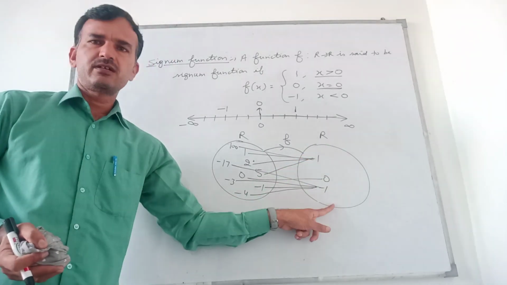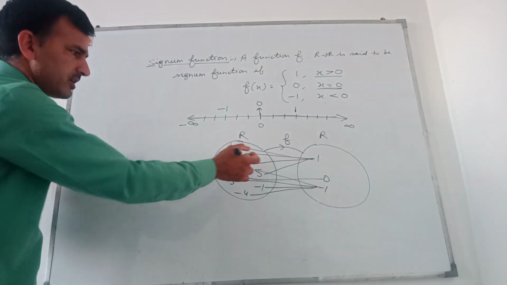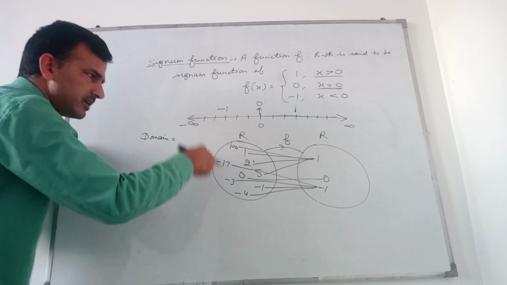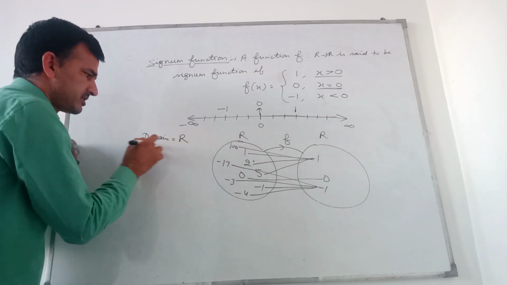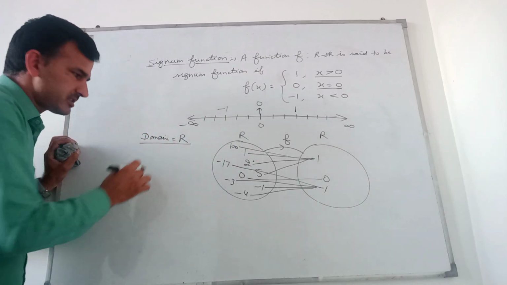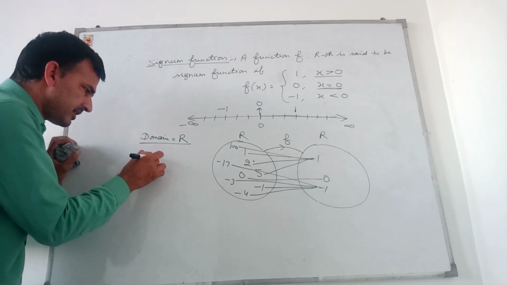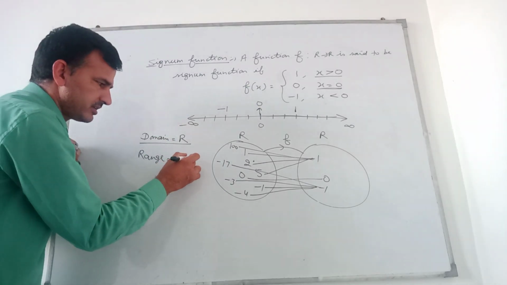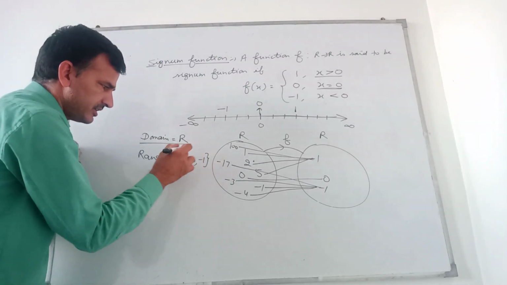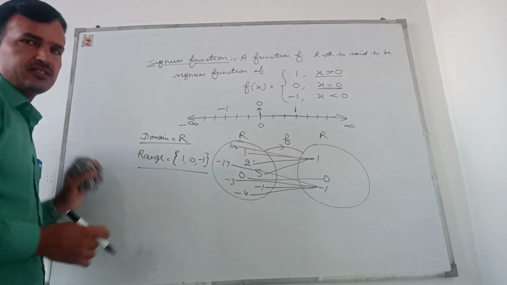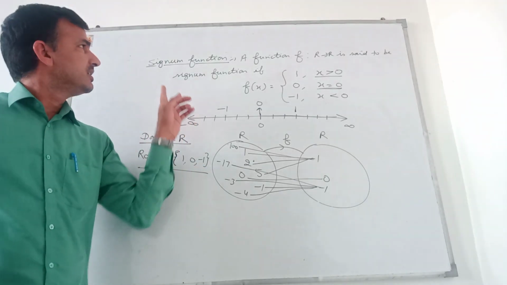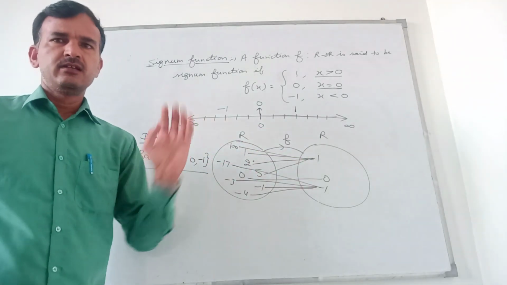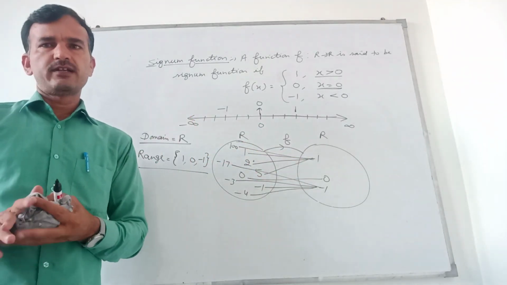So only 3 elements are the images. 1, 0 and -1 are the images. Therefore, domain of f is real numbers, and range is only 3 elements: 1, 0, minus 1. This is the range. This is your signum function. Only 3 elements are images. Now we start exercise 2.3.